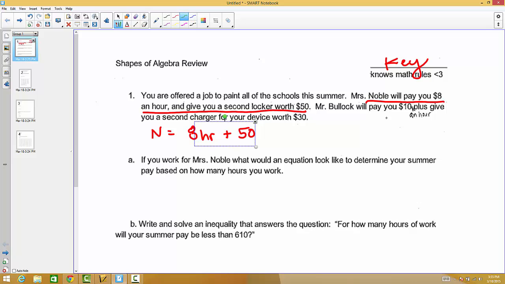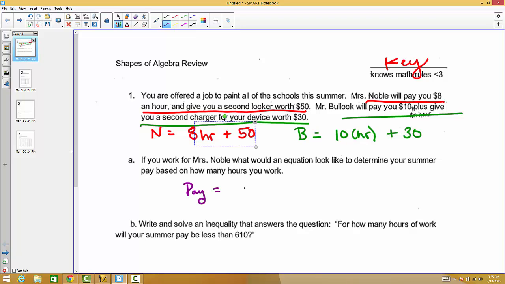And then it says Mr. Bullock will pay you $10 an hour and give you a second charger for your device worth $30. So Mr. Bullock will give you $10 an hour plus $30. So the question says if you work for Mrs. Noble, what would an equation look like to determine your summer pay based on how many hours you work? So your pay would be $8 times the hours plus 50, which is exactly what we wrote above.